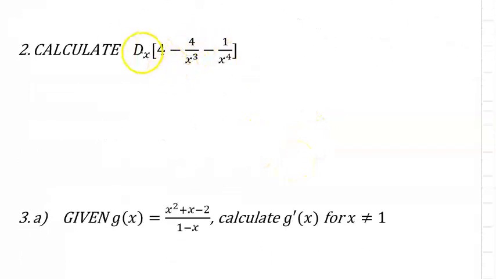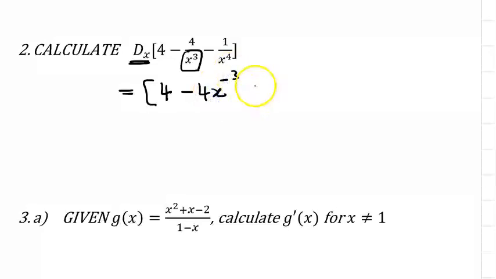Find the derivative with respect to x. This is now going to equal, let's see. Here we've got 4. That's a constant, so that's fine. Here you've got the x cubed in the denominator, so it's going to be minus 4x to the minus 3. And here you've got x to the 4 in the denominator, so it will be minus x to the minus 4.